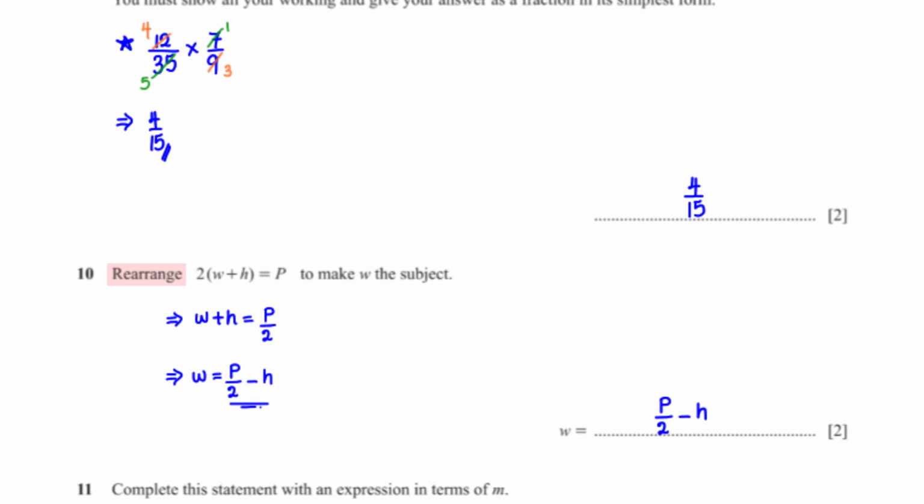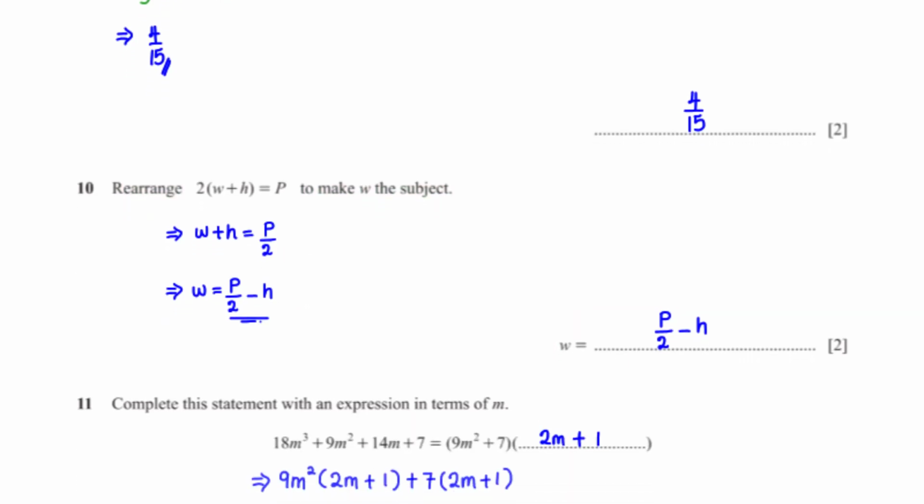Rearrange 2 times w plus h equals p to make w the subject. When we divide both sides of the equation by 2, this is what we get. When we subtract h from both sides, we have w equals p/2 minus h.